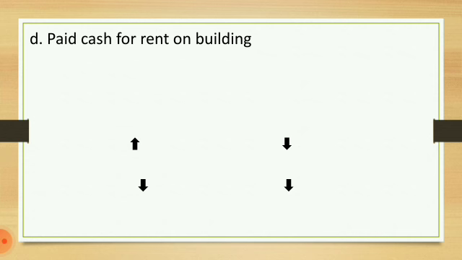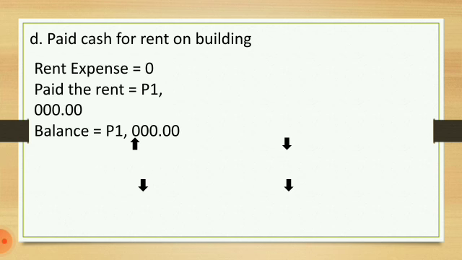Now, let's have another example. Paid cash for rent on building. Let's put it this way. When you rent a building, of course, you have to pay for the rent. So obviously, how are you going to pay it? You're going to pay it with cash. So that's your value parted with. That's your credit. But what did you receive? Of course, you have occupied the building, and that formed part of your rent expense.